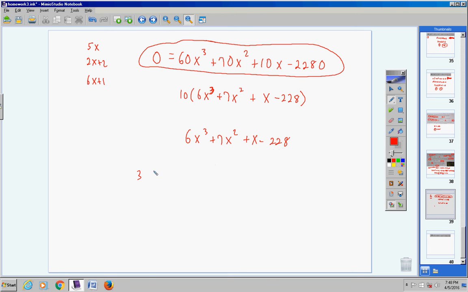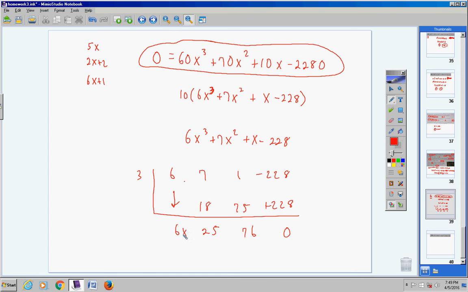And I put the number 3 here. And I wrote my coefficients, 6, 7, 1, negative 228. Bring down my 6, multiply, combine, multiply, combine, and 3 times 76 is 228. So it works. I got out a 0.